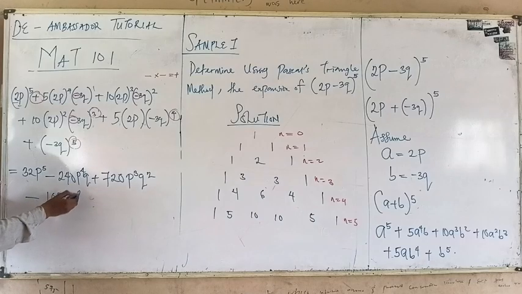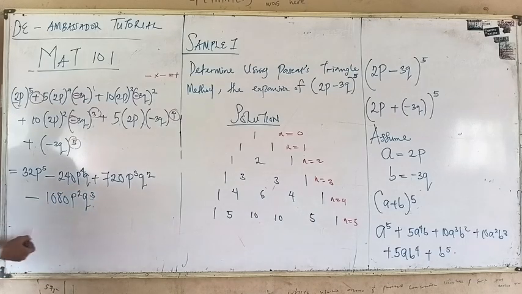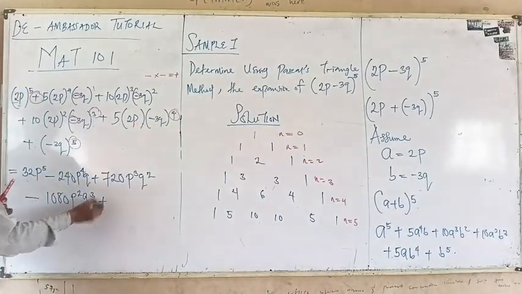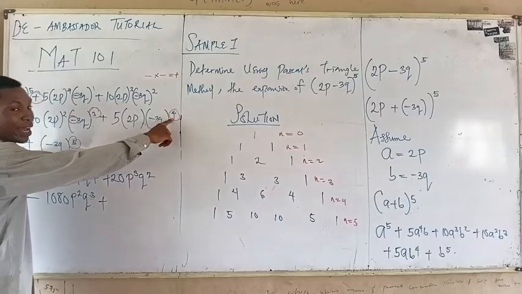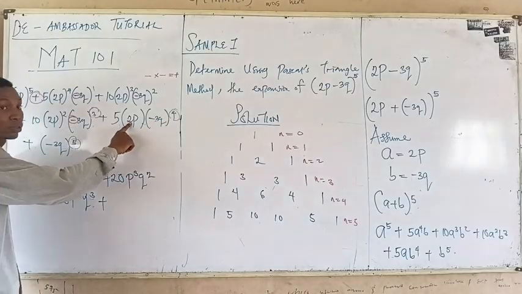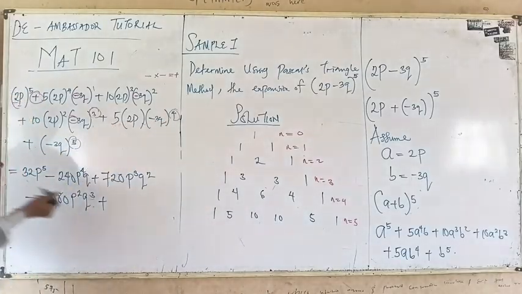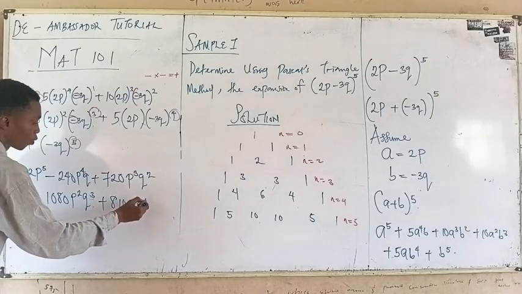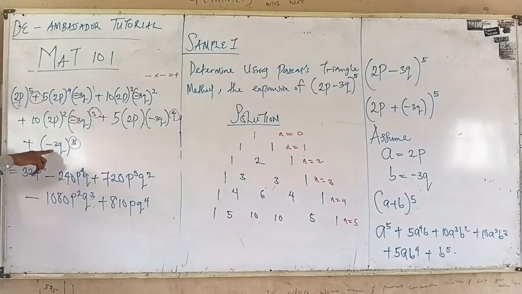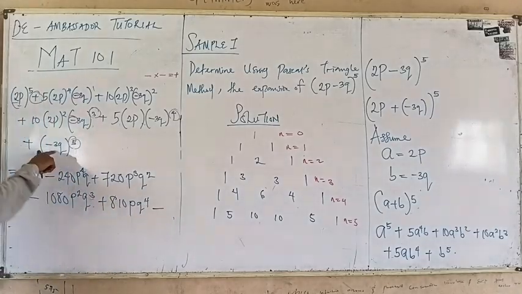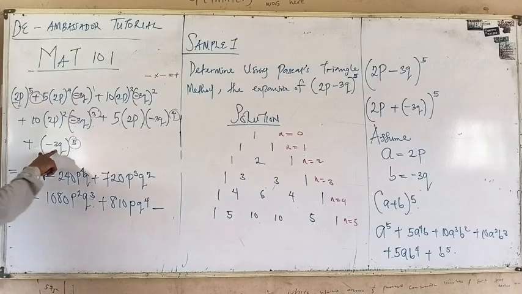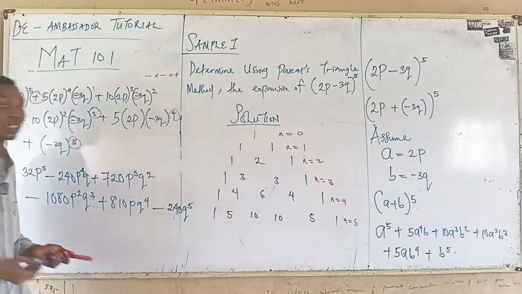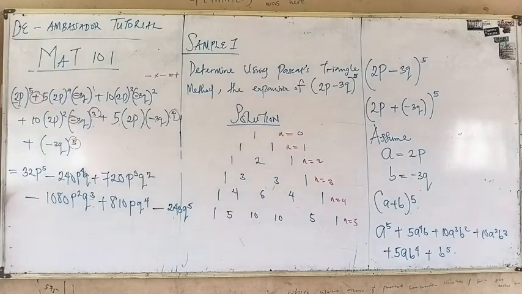1080 p squared q to the power of 3. Look at what will be the sign, the negative sign? Plus times plus is plus. Then 3 to the power of 4 is 81. 81 times 2 times 5 is 810 p q to the power of 4. Then who can tell what will be the sign here? Here it is minus. Then 3 to the power of 5 is 243 q to the power of 5. This is how you expand it. Very simple.